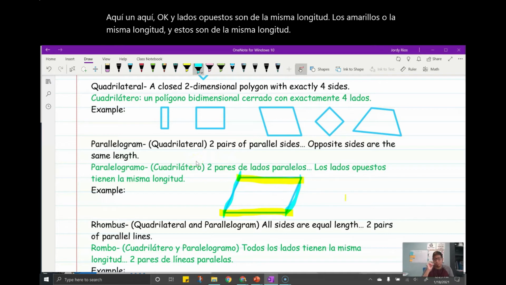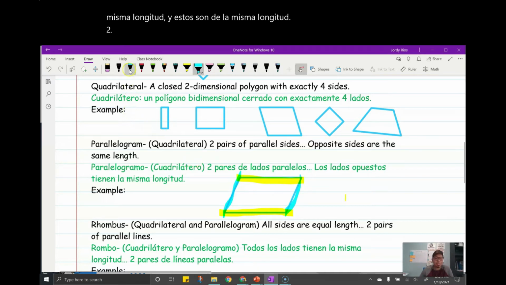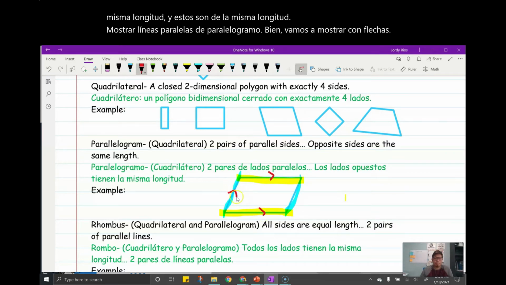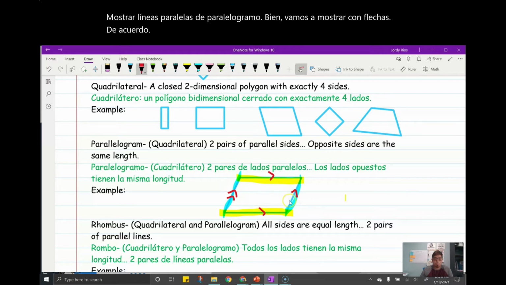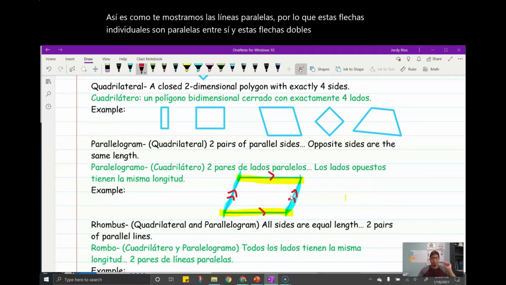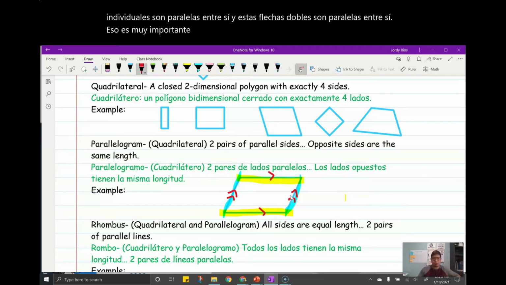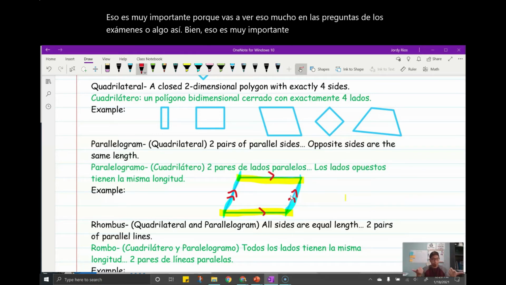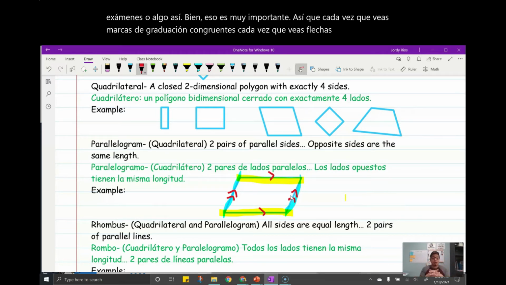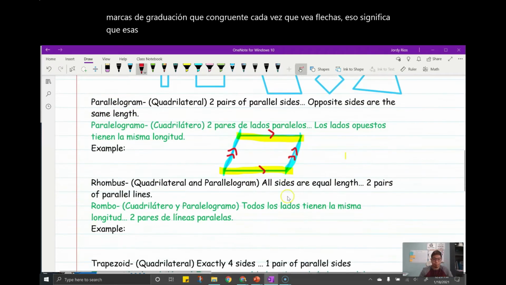To show you parallel lines, we're going to show with arrows. That's how we show parallel lines. So these single arrows are parallel to each other and these double arrows are parallel to each other. That's very important because you're going to see that a lot on exams. Whenever you see tick marks, that's congruent. Whenever you see arrows, that means those lines are parallel to each other.